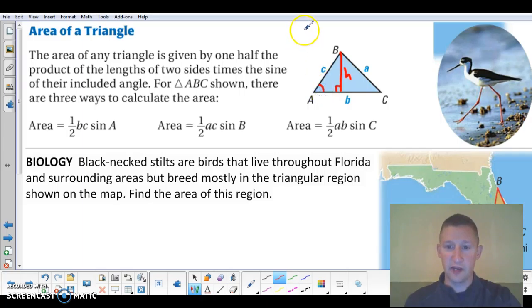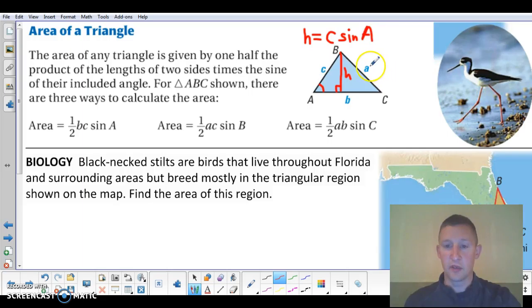Now, if I wanted to find what h, the height of my triangle, is, well, I could use sine to do that, right? The sine of this angle, A, is equal to the opposite side over the hypotenuse. So it'd be h over c equals the sine of A. Or, if I multiply both sides by c, I'd end up with this. H is equal to c times the sine of A.